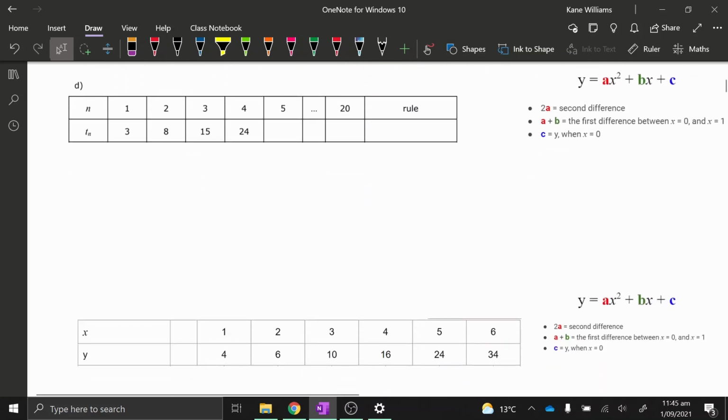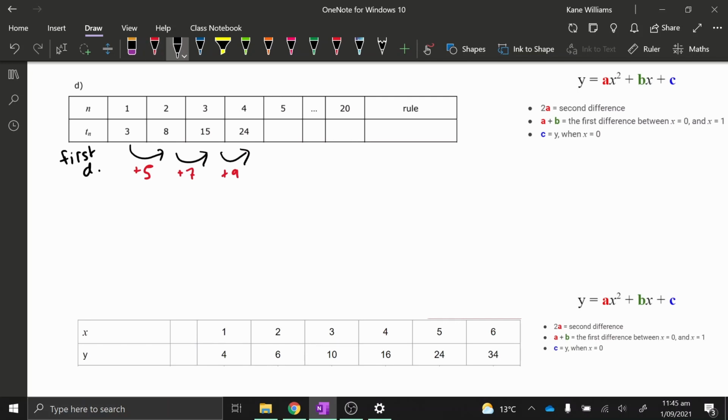Excellent. All right. Quadratic equations now. Same idea, just more steps. First, we find the first difference. So how much does it change by each time? It changes by, here you add 5. Here you add 7. Here you add 9.